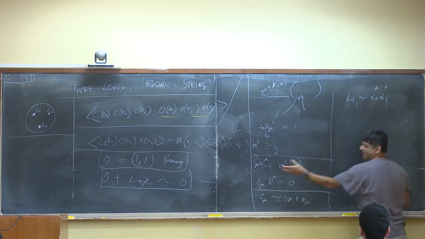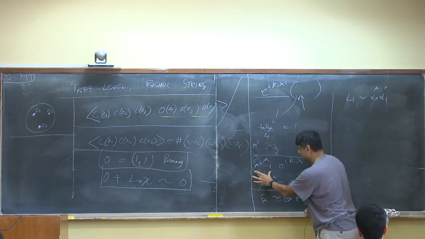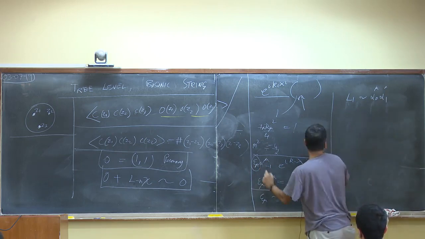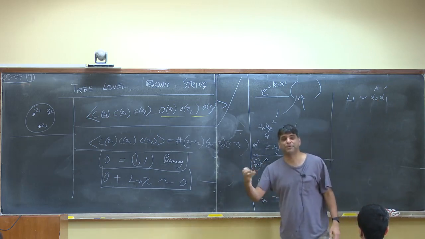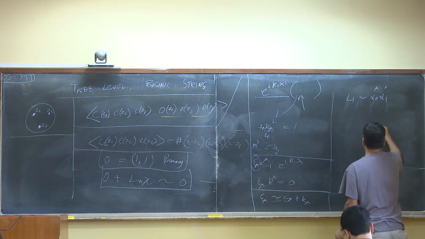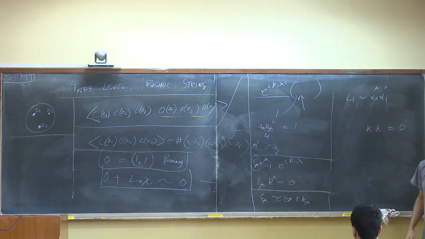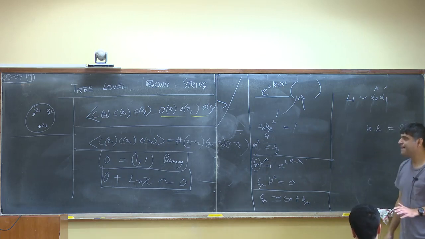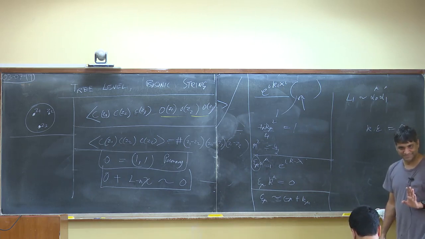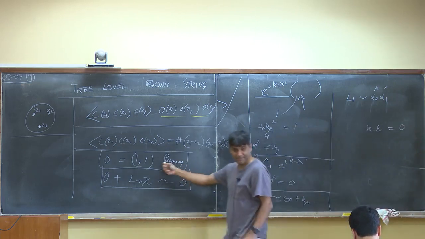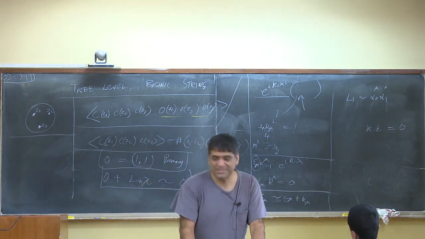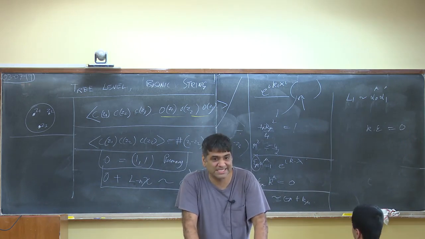Acting with this on this gives what? Alpha 1 kills the alpha minus 1, but replaces it with alpha 0. Alpha 0, you remember, was just proportional to k. And therefore, we get k dot epsilon is equal to 0. So the condition that L1 kill the state, namely, that's part of the requirement that it be primary, which was the condition that it was BRST closed, was the condition that k dot epsilon was 0. Is this clear?